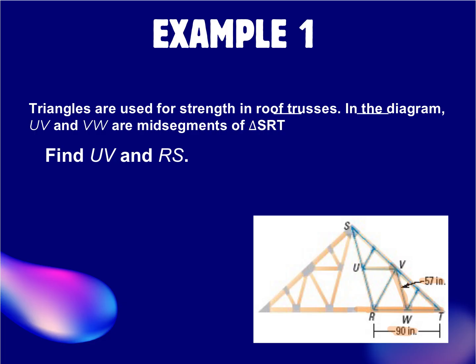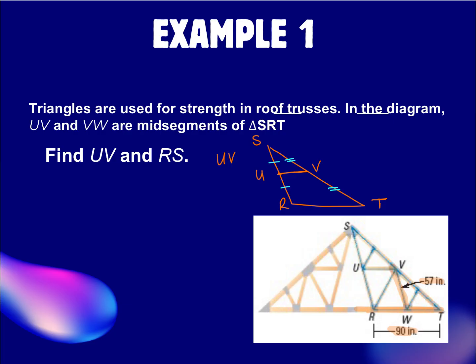Let's go ahead and I'm going to do UV first. I am a visual person, so I'm going to draw it. I'm going to draw that piece of the roof. I have S, R, T. We're trying to find UV, and UV is right here. Just a reminder, that is my midsegment.